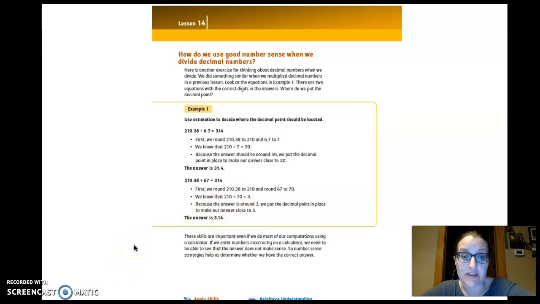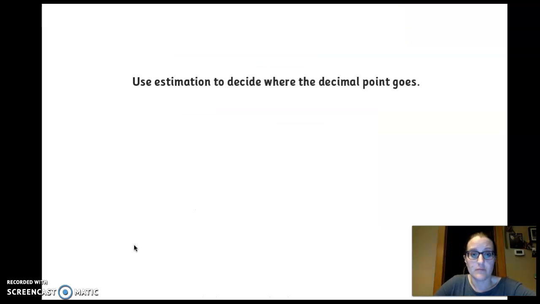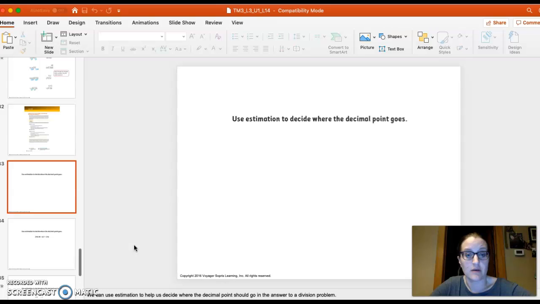These skills are important even if we do most of our computations using a calculator, which I said that you could do, but we still need to understand if we enter numbers incorrectly on a calculator, we need to be able to see that the answer does not make sense. So number sense strategies help us determine whether we have the correct answer. So use estimation to decide where the decimal point goes, okay?